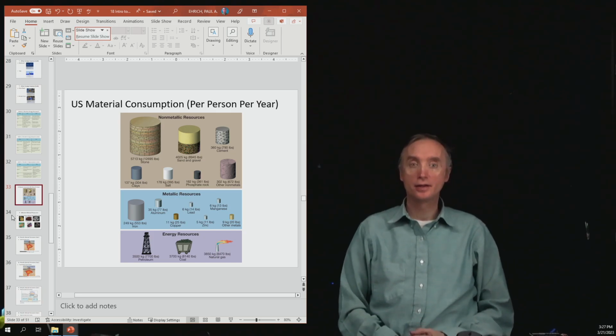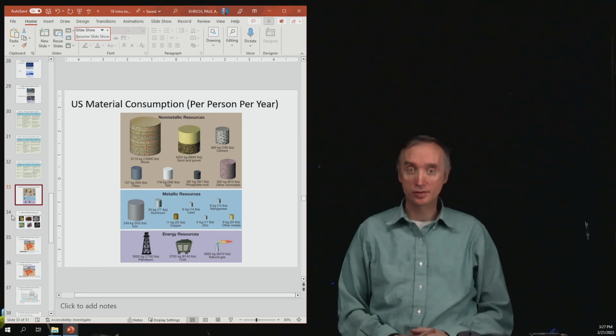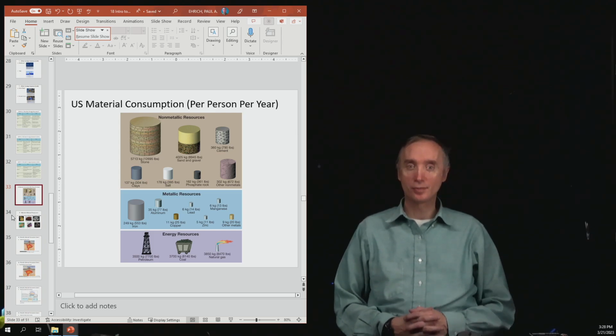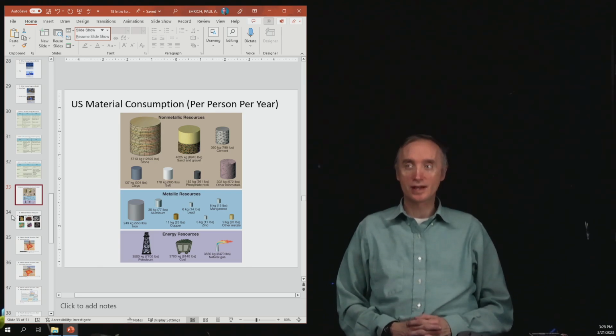Okay, I'm back, and now that we have talked about energy resources, let's talk about mineral and other kinds of resources that the world uses. This particular chart shows how much each person in the United States uses of these different kinds of resources. Some of the numbers on there are just kind of astounding.